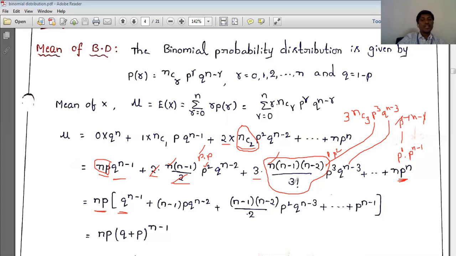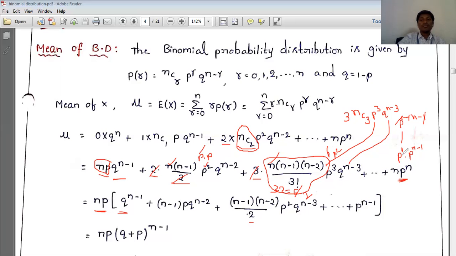And next, 3 factorial is nothing but, how can you write that one? 3 factorial is nothing but 3 into 2, so this is equal to 6. So that is nothing but simply, what we can write, 3 ones and 3 twos. So that's why here we wrote 2, and n into n we took common, and p also we took common. What about the remaining? n minus 1, n minus 2, p square, q power n minus 3.